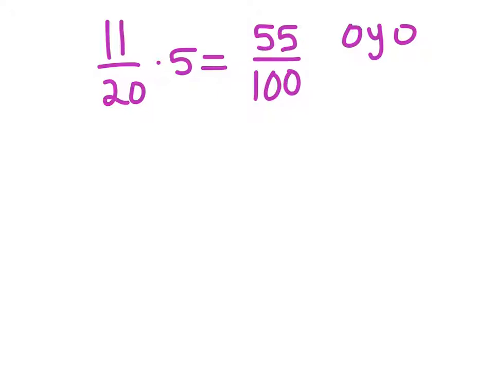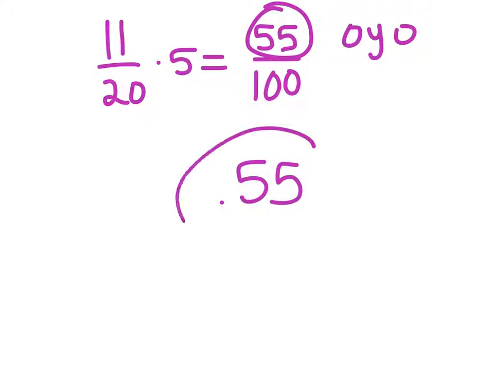And now, what you're going to have to do is write what's on top, your numerator, behind the decimal point. So we're going to put our decimal point, and we're going to write 55. So, there we go. There you have it. You're done.